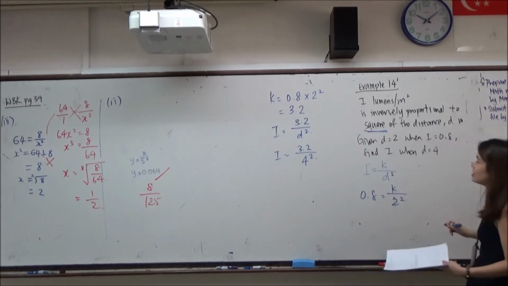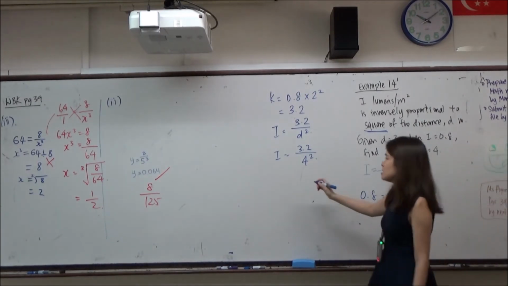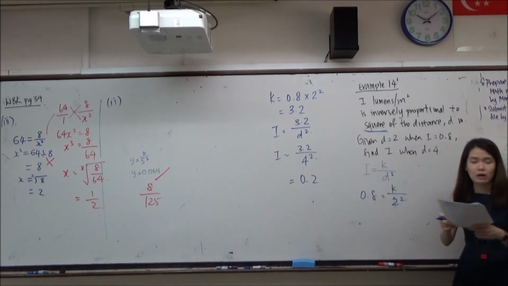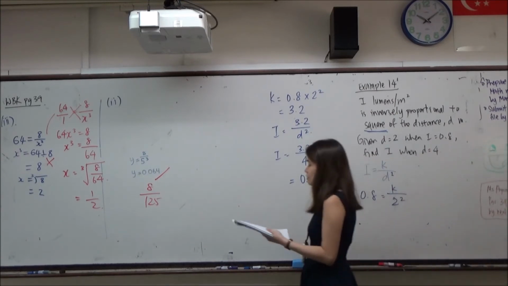Okay, yes, you're correct. Okay, so question says find I when D is equals to 4. Alright, so therefore, pressing the calculator, we get I equals to 0.2, and that will be the answer. Take out your workbook, right, and work on question 4 now.